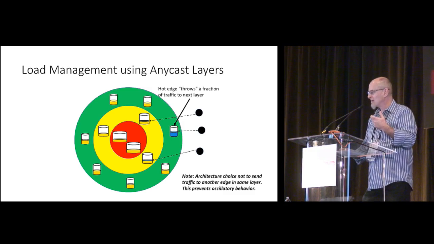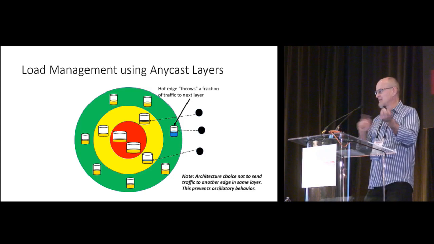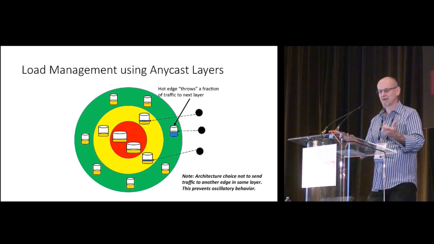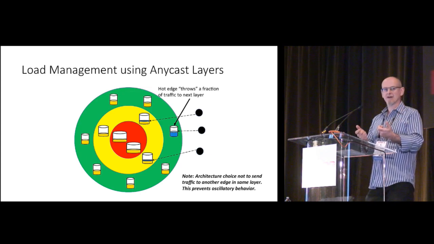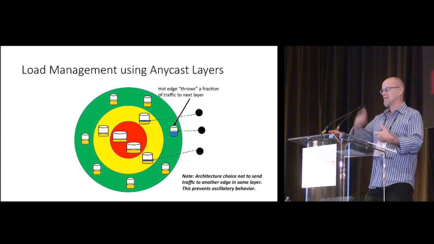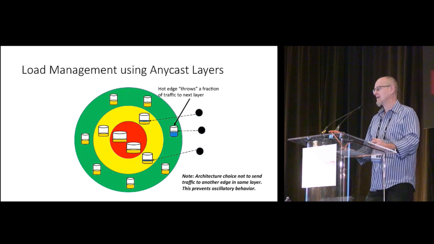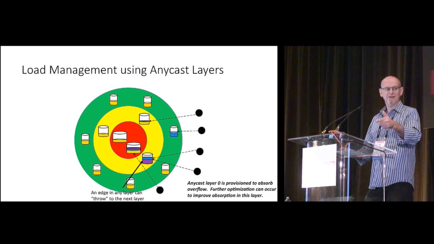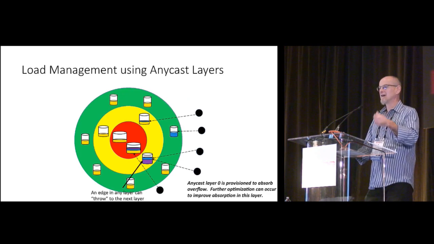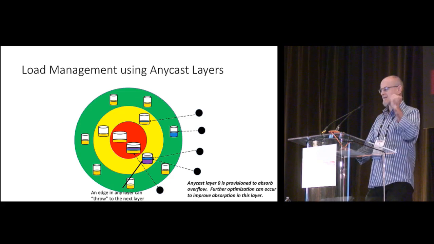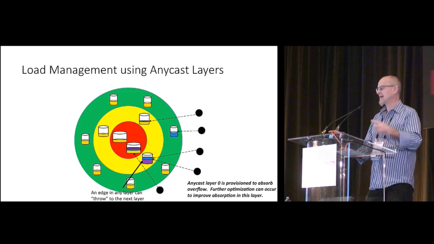And the key point here is there's no interaction between edges. There's no global state required. Each edge can make its own decision. I'm getting too hot. I need to get rid of a bit of traffic. The same thing can happen at the yellow layer. If one of those gets too hot, it starts giving out the IP address that only has the red in it. And that's done through CNAME chaining.